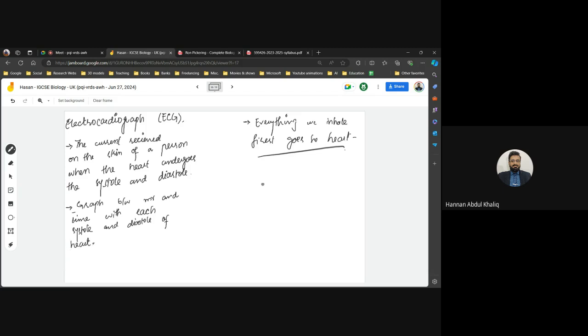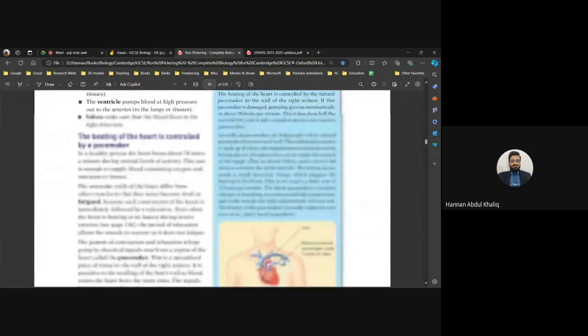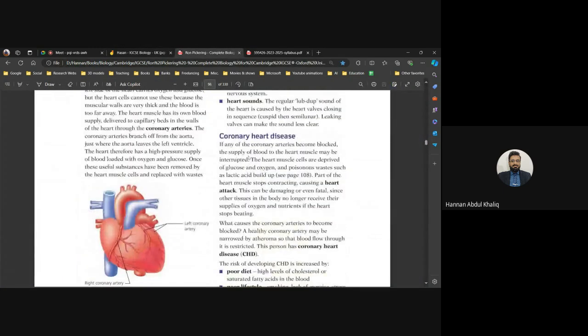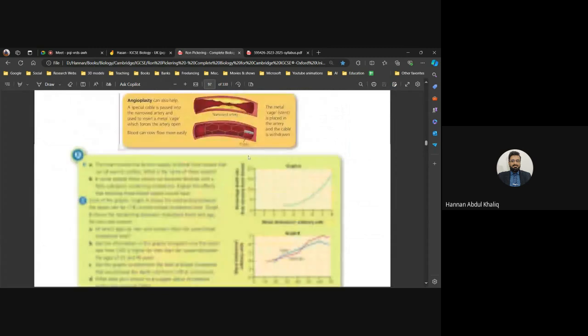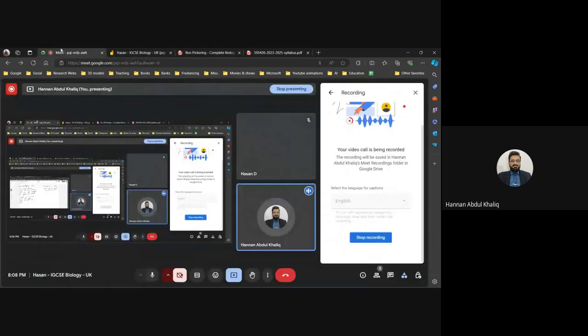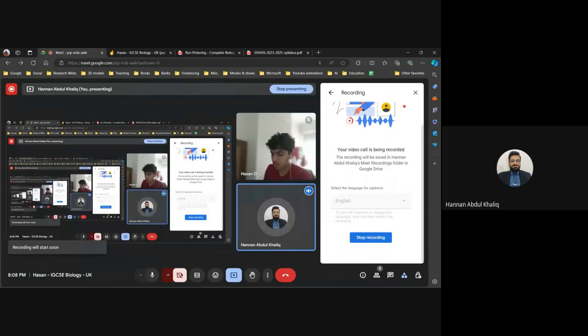So what happens, you may have seen this in the movies, that when we try to get the ECG, we place different types of electrodes on the skin. Have you seen it in different kinds of movies?